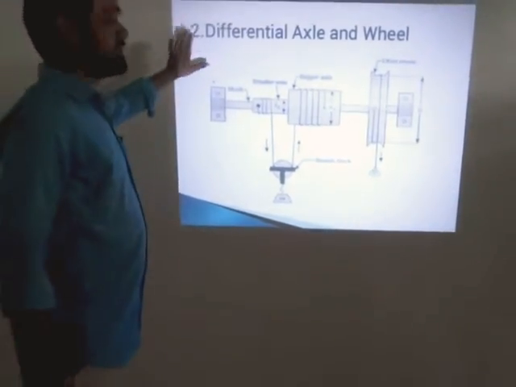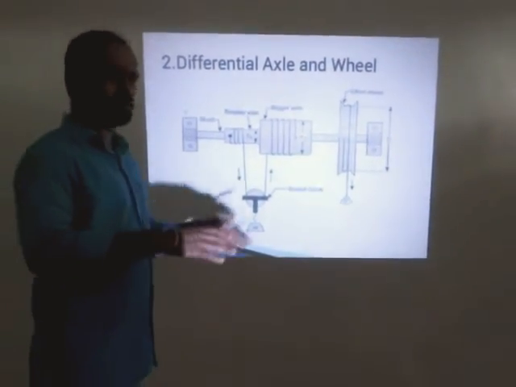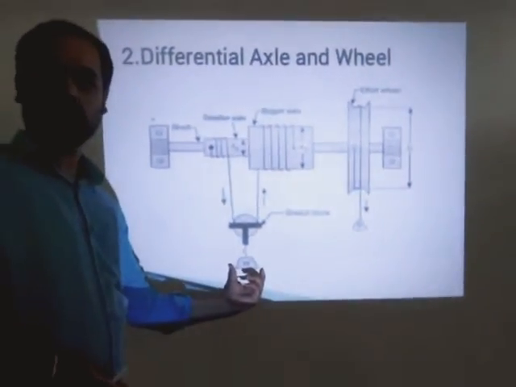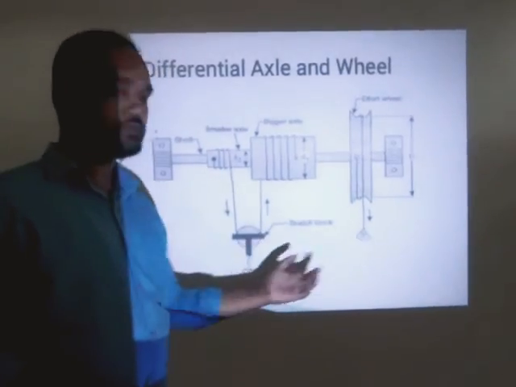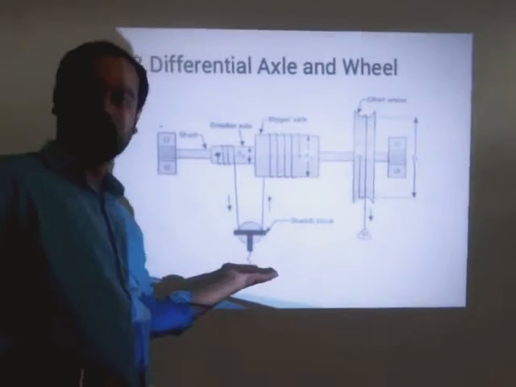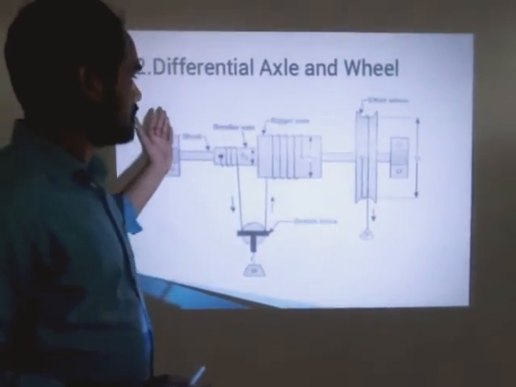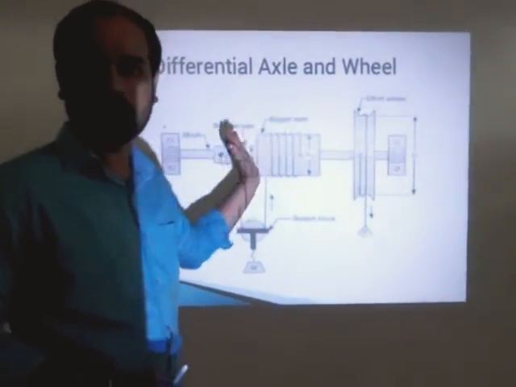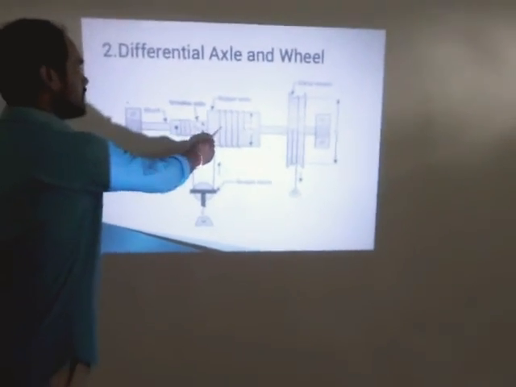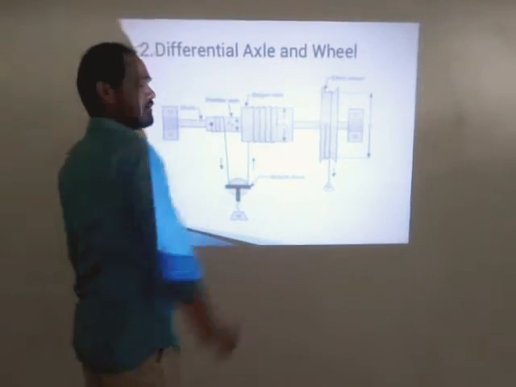Second machine is the differential wheel and axle. The function of all machines is the same, that is, using a minimum amount of effort, lift a maximum amount of load. Only the mechanisms are slightly different. Here, two axles, a bigger axle and a smaller axle, are present, and here the effort will be applied.